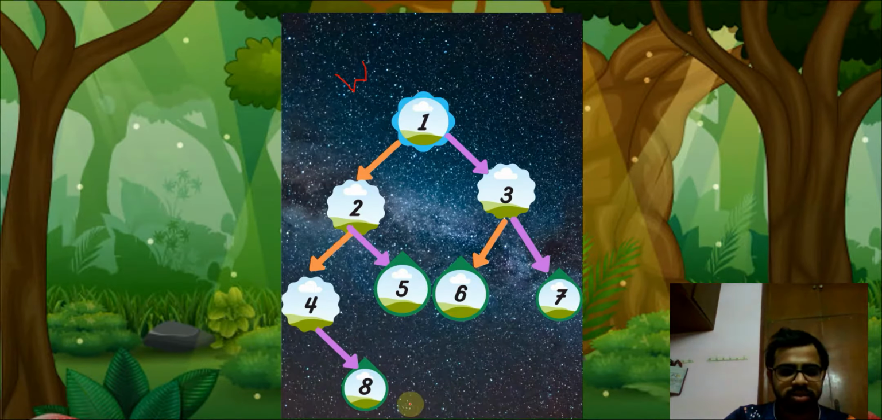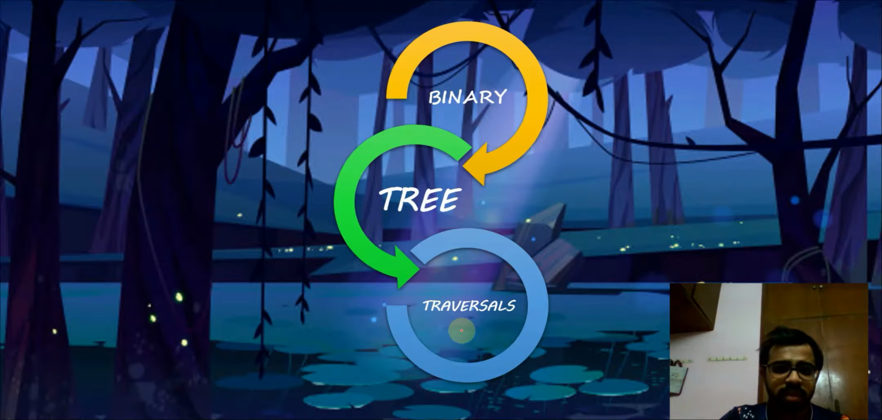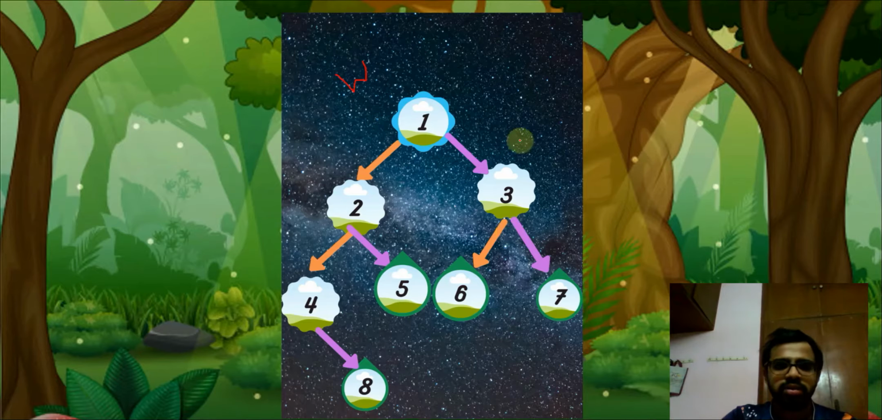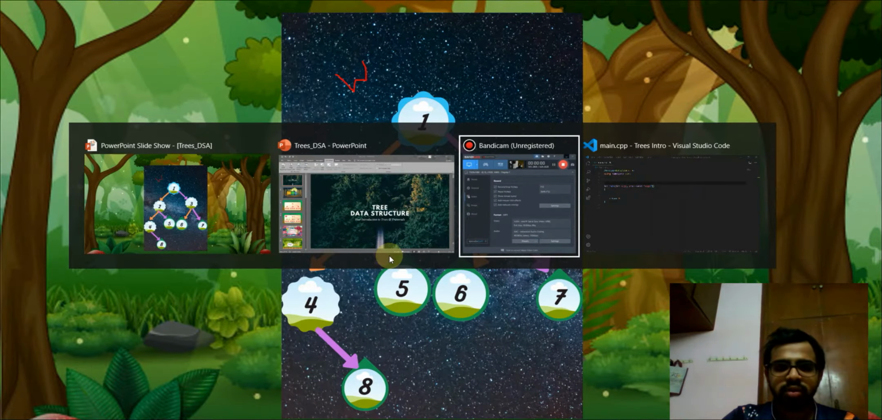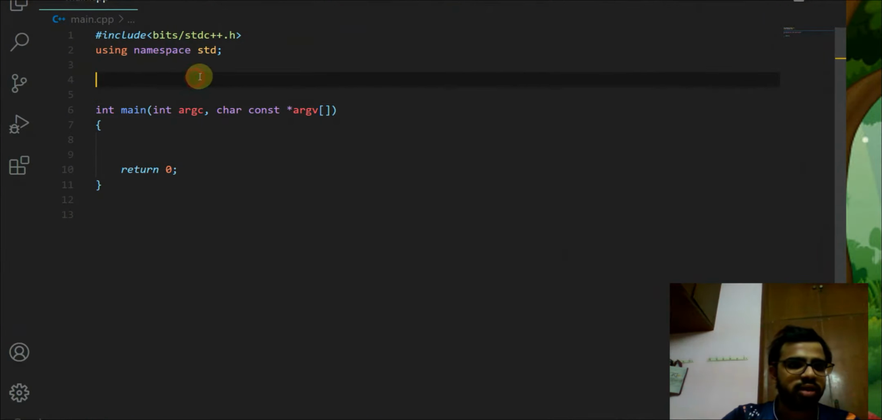So we are going to work with this particular example. Before going into tree traversals, this is our world, and first we'll try to make this tree. So we're going to go into Visual Studio Code and code that tree.